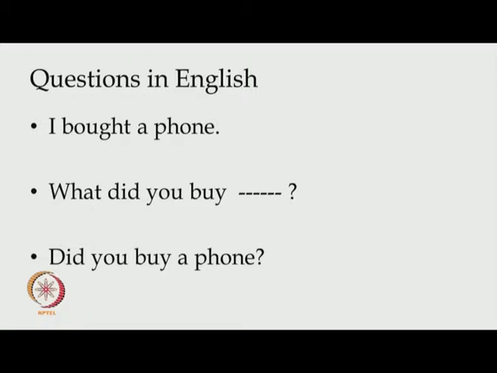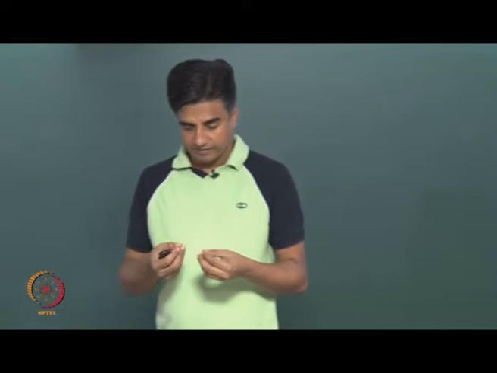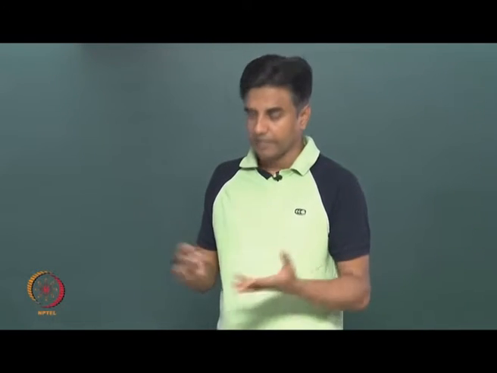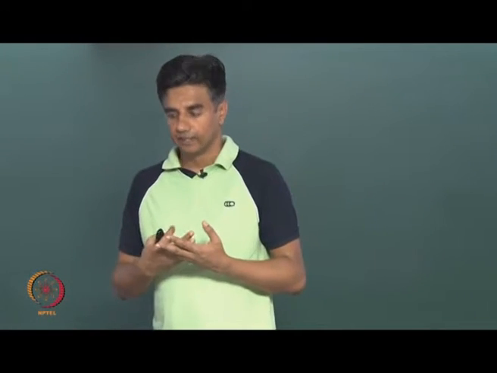One is WH question, that is content question. When we ask a question and we need an answer with a content, that is called a content question. For example, what did you buy? We need to answer with a content: a pen, a phone, a shirt, a pencil. Therefore, such questions are called content questions, and some questions like did you buy a phone require an answer in yes or no, which is called a yes-no question.